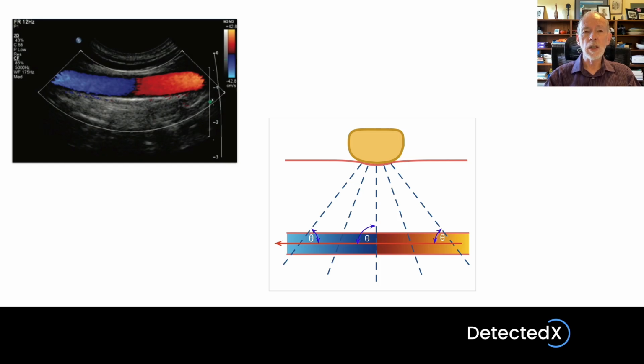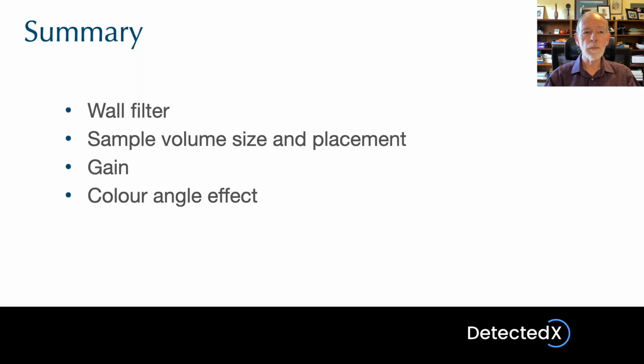Looking at the image, I have no way to tell whether the flow is uniform along the entire length of that vessel or whether it varies in some way. And that's because the angle effect completely masks whether or not there's any variation in velocity.